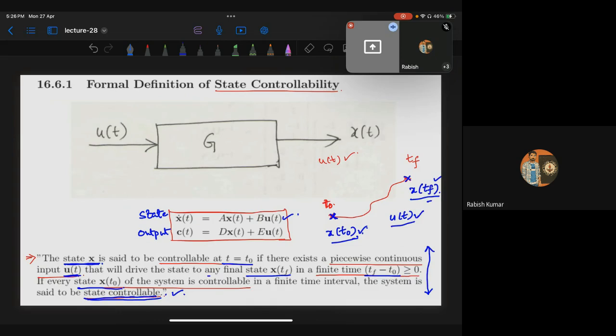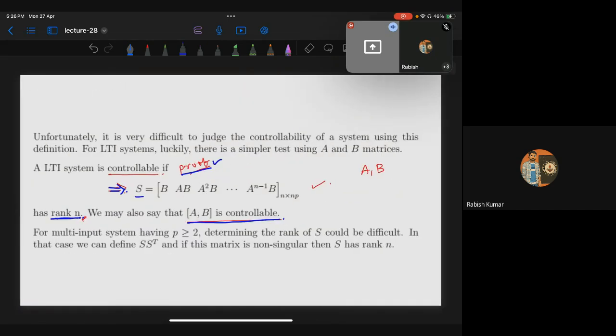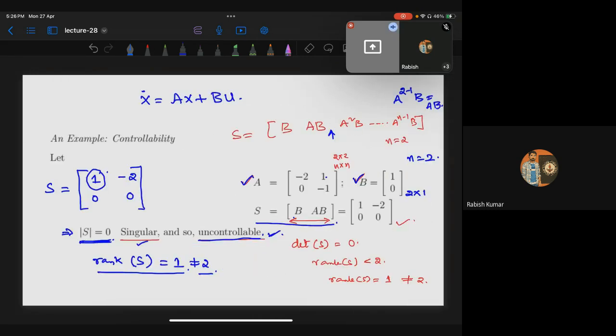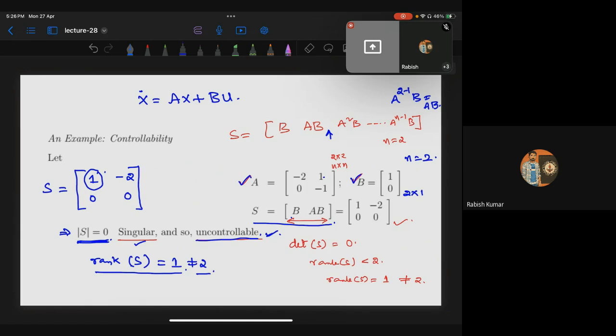This is because the rank condition is not satisfied. Is it clear? That's the definition. Any doubt here? So again, let us say n equal to 3. Can you tell me the S matrix? S will be B, AB, and here you'll get A square B. So this will be your matrix.